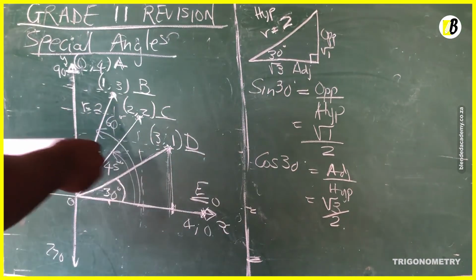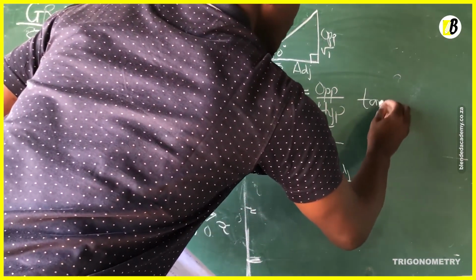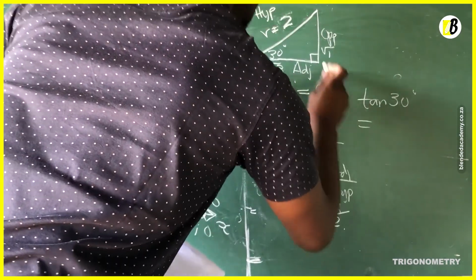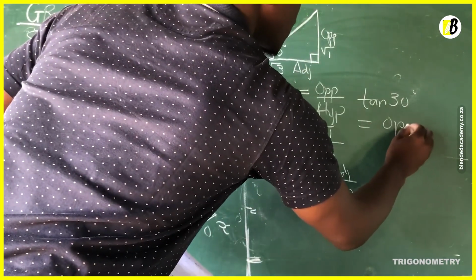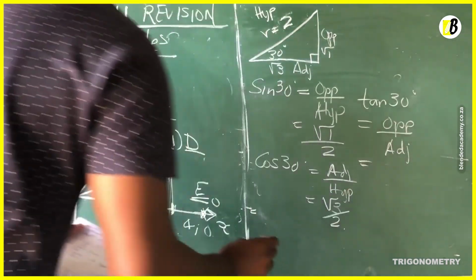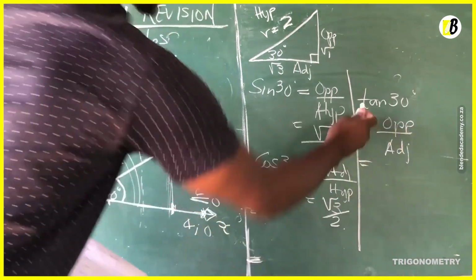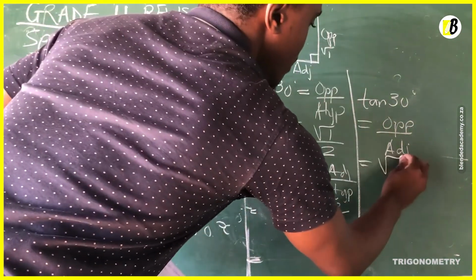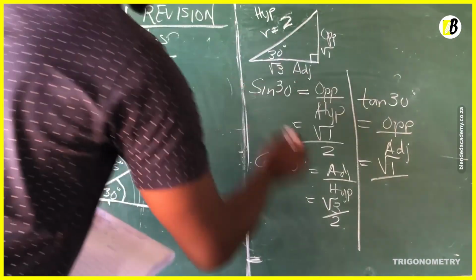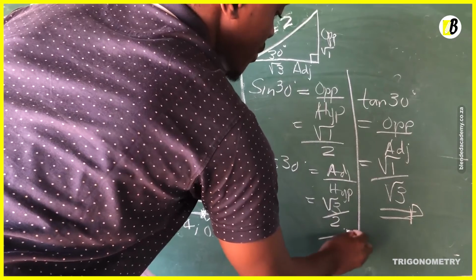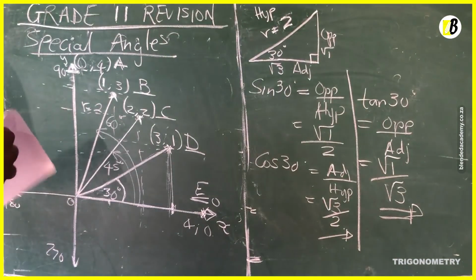these special angles. And then tan 30 degrees will be equal to opposite over adjacent. Let me just draw a line here to show that it's on the other side. So opposite is square root of 1 divided by adjacent, which is square root of 3. See, this is how we simplify our special angles without the use of any calculator.